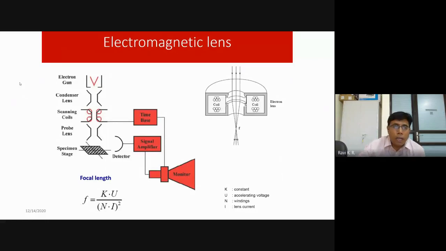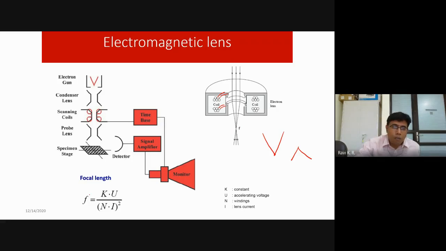Next part is the electromagnetic lens. The electromagnetic lens, as I said earlier, is for focusing the beam as well as spreading the beam. So basically you have magnetic coils. We'll also discuss a little bit more about the role of magnetic coils when we go into the TEM part. So you have a magnetic coil which allows us to converge or diverge the beam depending on the requirement.